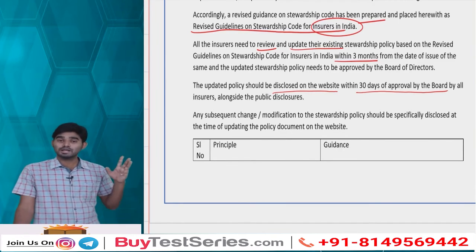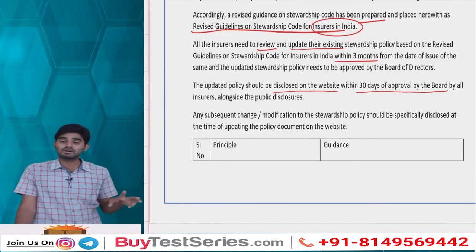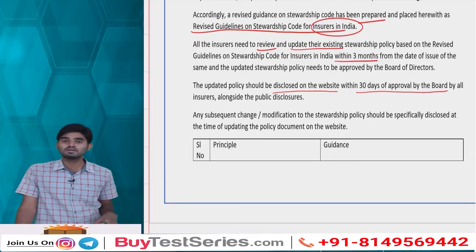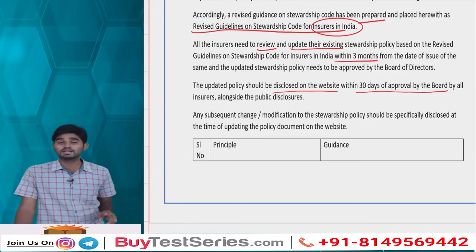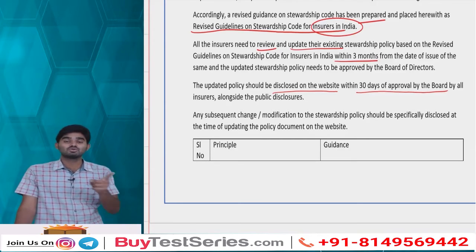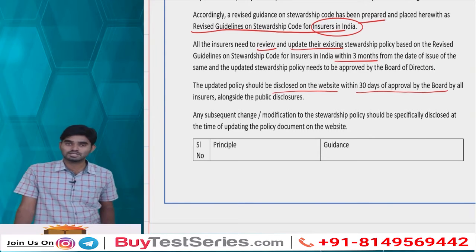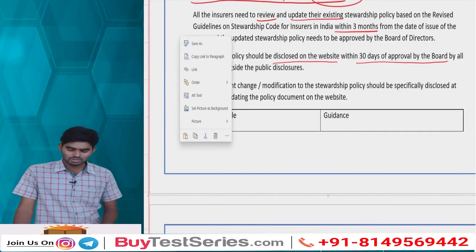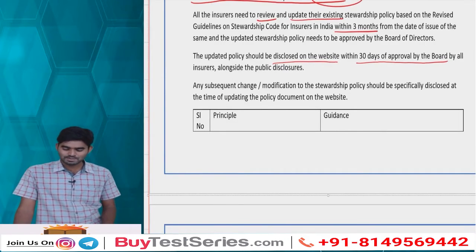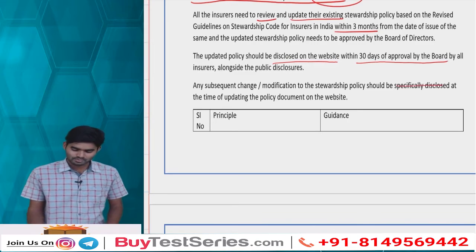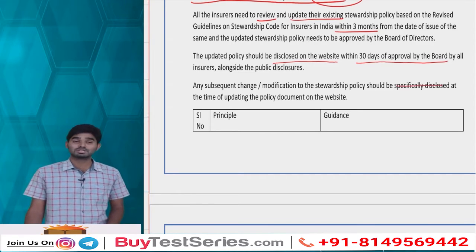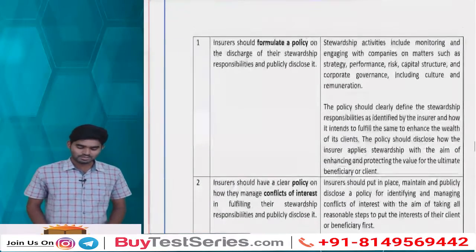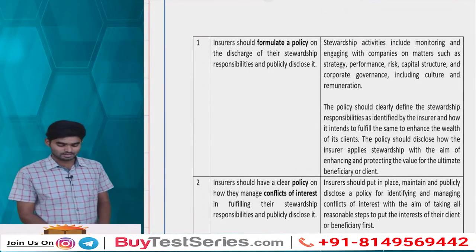First of all, you update your stewardship policy in accordance with the newly released one and get it approved by your board of directors. Then that has to be hosted on the website of the insurance companies. Clear, everyone? Then any subsequent change or modification to the stewardship policy should be specifically disclosed at the time of updating the policy document on the website. So what are the principles and the guidelines?